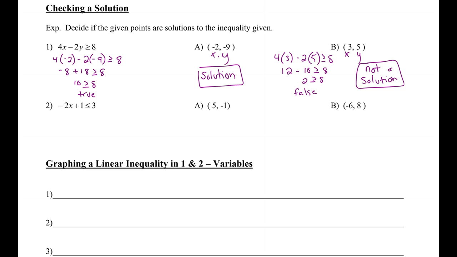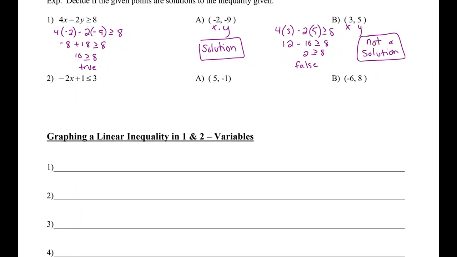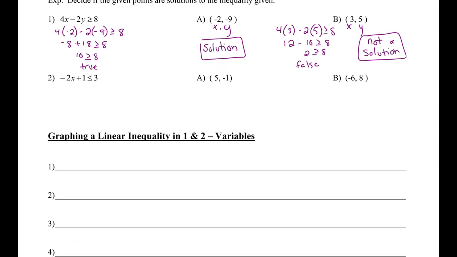Please try example 2, part A and B on your own. Decide whether those 2 points are a given solution to the linear inequality -2x plus 1 is less than or equal to 3.